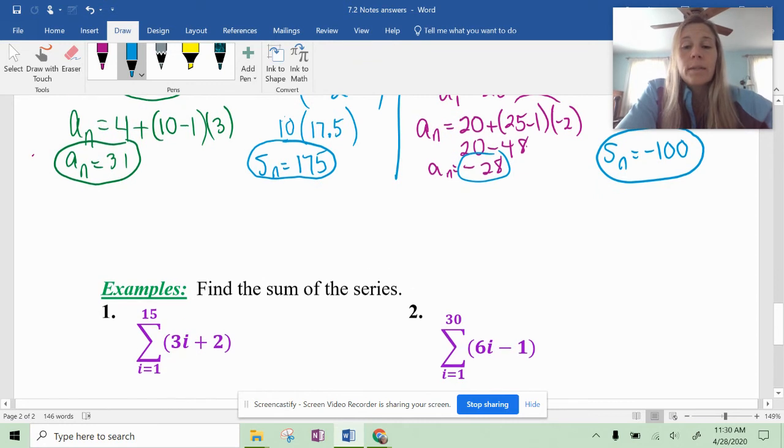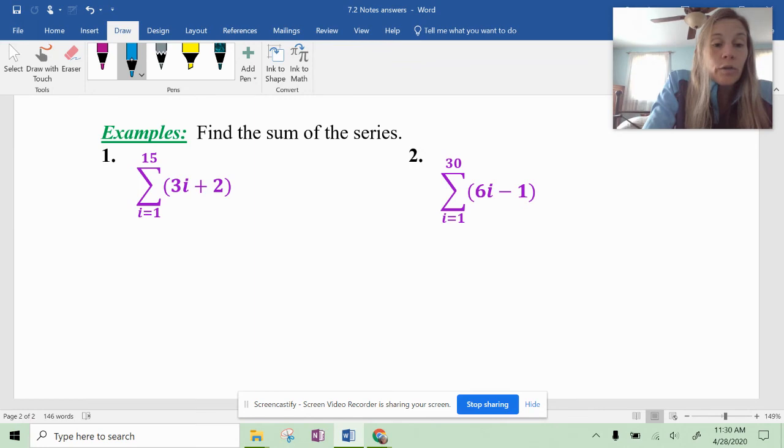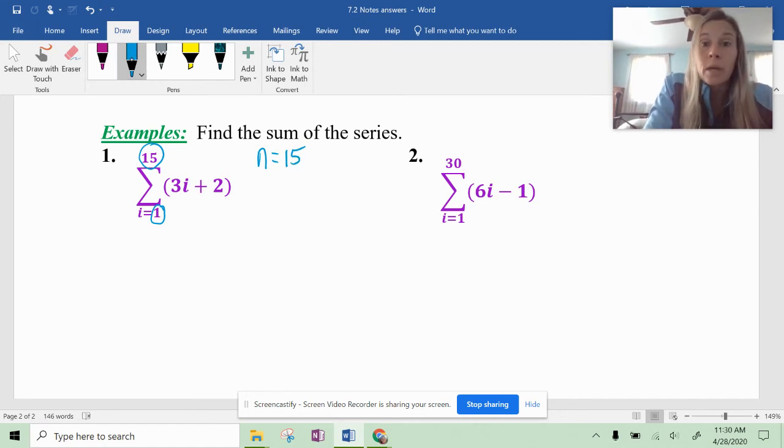All right, so now we're going to do the same thing on numbers 1 and 2. In the bottom, the information is just given to us in the sigma notation. So if you remember from yesterday, this is basically telling us we're going to go from the first term to the 15th term. So that would mean that my n is going to be 15, because we want to figure out the sum of the 15 numbers in the sequence, starting with the first going to the 15th.